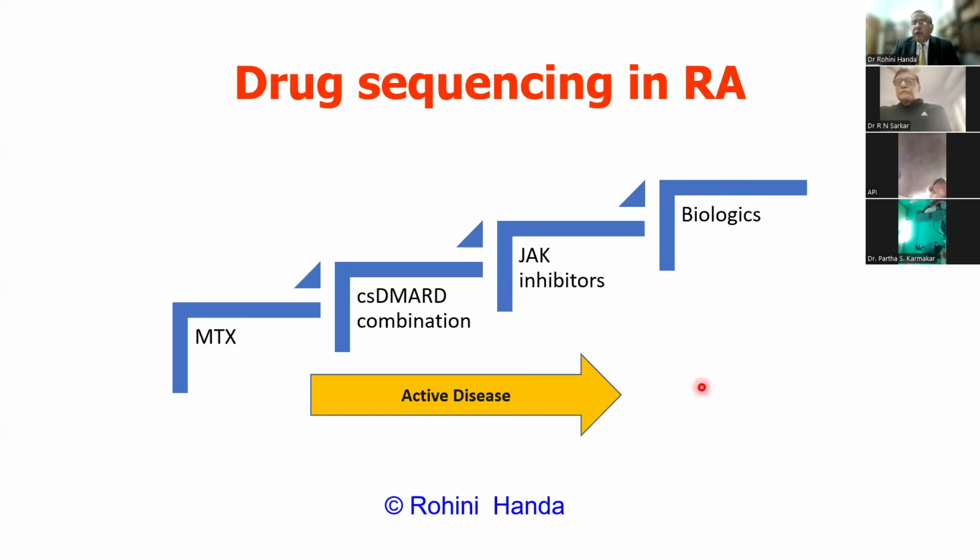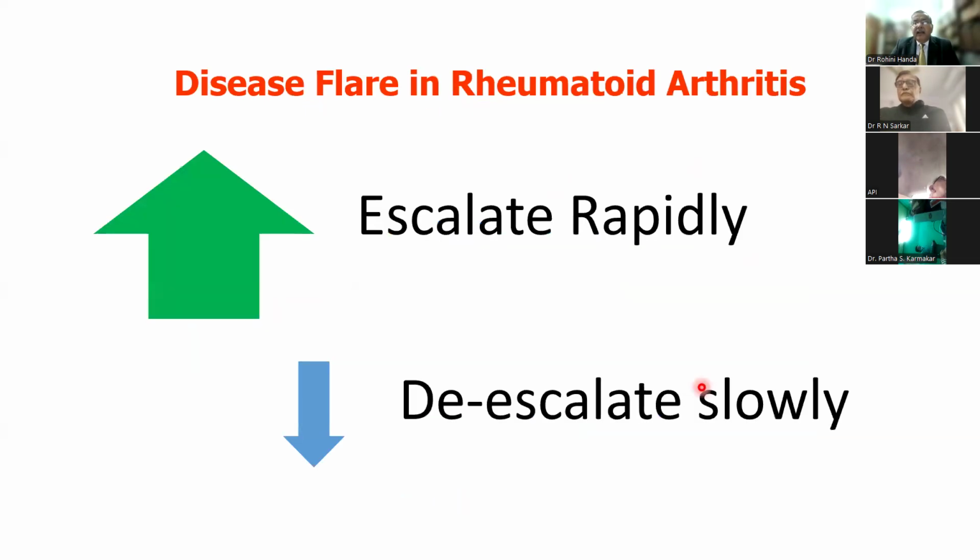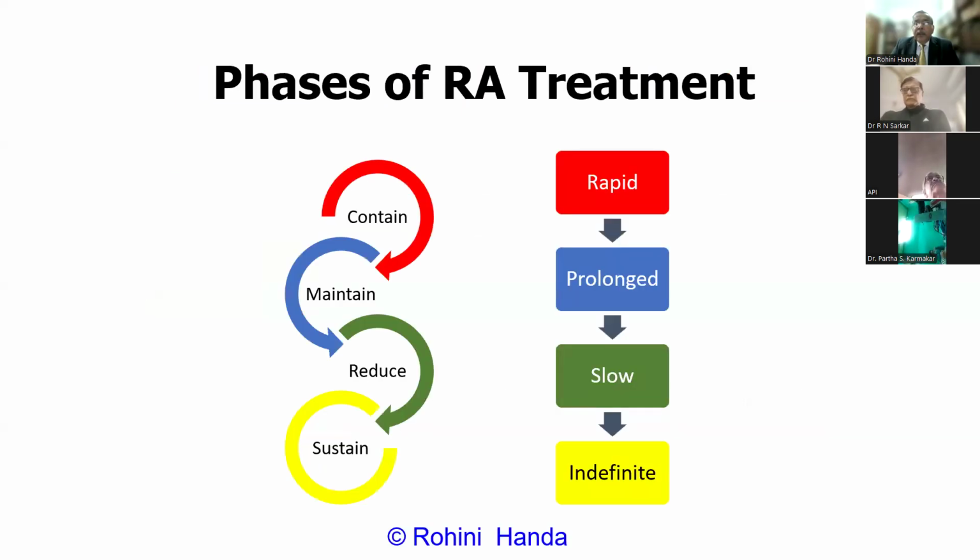But this is for a resource constrained country like ours. How do you treat rheumatoid flares? Escalations are rapid, de-escalations are gradual. So if you have a 5-year rheumatoid coming to you with a disease flare, you escalate rapidly, but the de-escalations are always slow. And you need to understand the phases of rheumatoid arthritis.